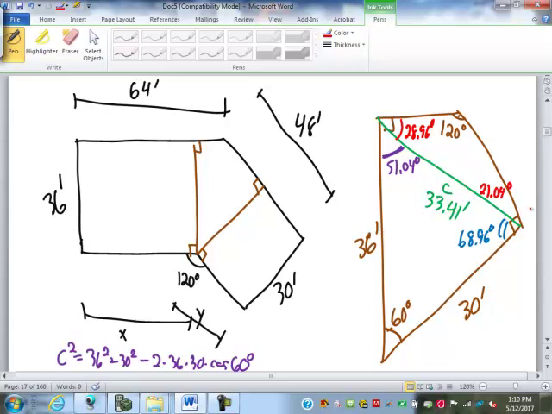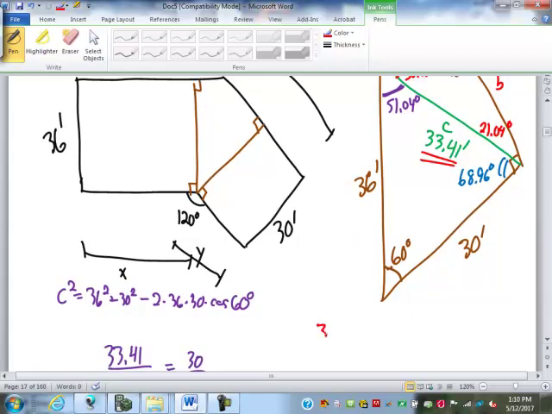How about that? That one should be 38. Now it should make more sense, right? Now that we have that, I can find little a and little b over here, because I got little c here. 33.41 over the sine of 120 degrees is going to equal little a over the sine of 21.04. So find a and b in your notes for me.